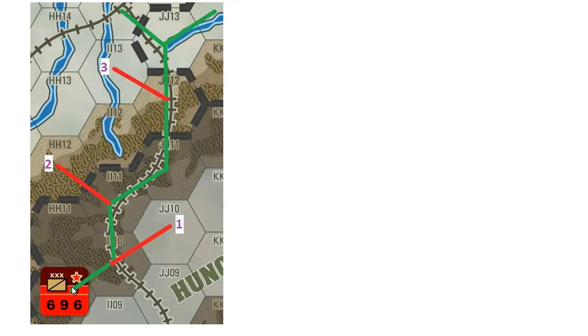Note also, if the unit 696 starts here, it could move onto the railroad, follow the railroad to this square, and once it's on this square, it can move sideways in either direction. So that's what we can say about rough terrain movement.